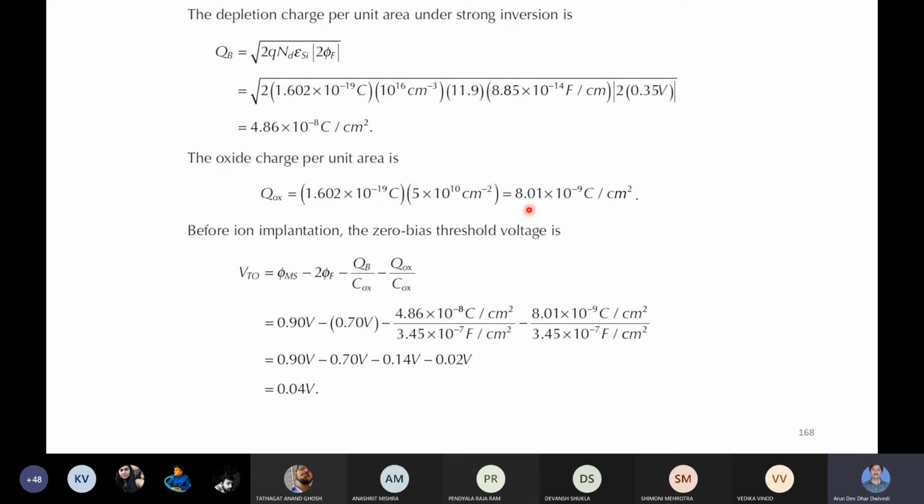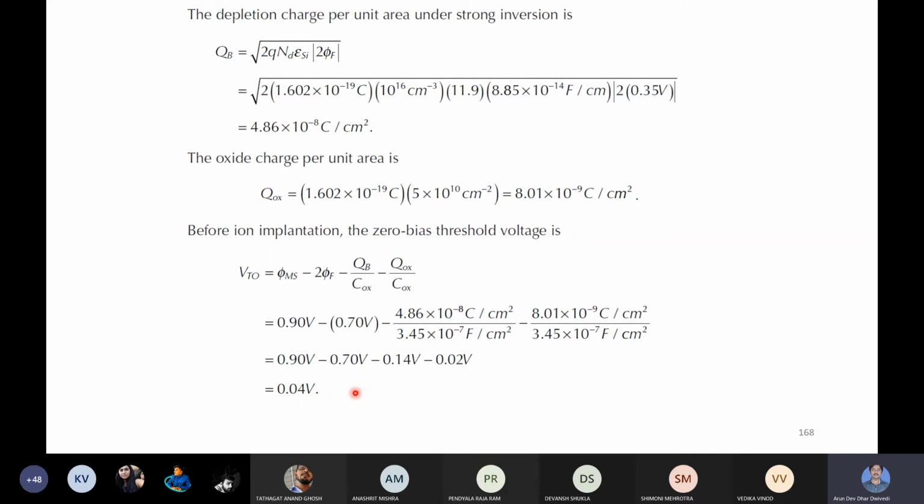It is becoming 8.01 × 10^-9 coulomb per centimeter square. Then we can find out the threshold voltage without any substrate bias. That is Vt0 = phi_ms − 2 phi_f − Qb/Cox − Qx/Cox. By putting all these values, we are getting the threshold voltage.